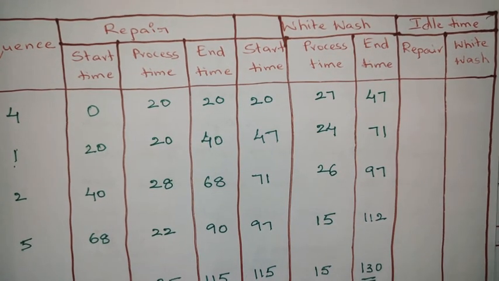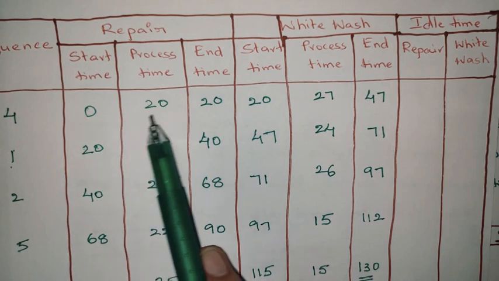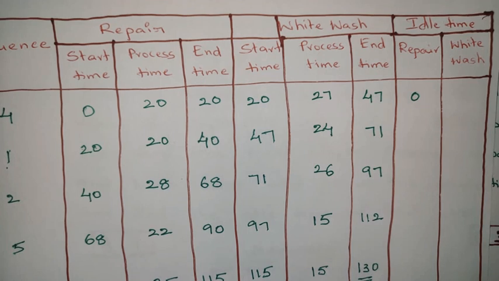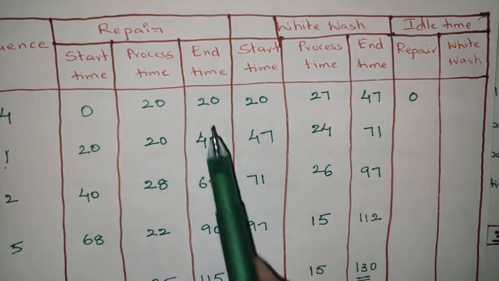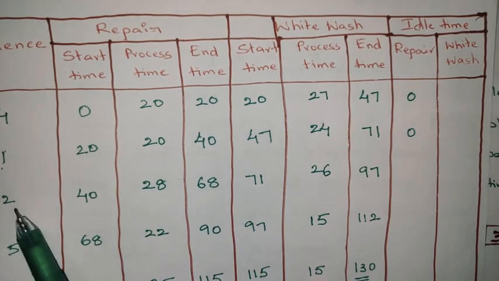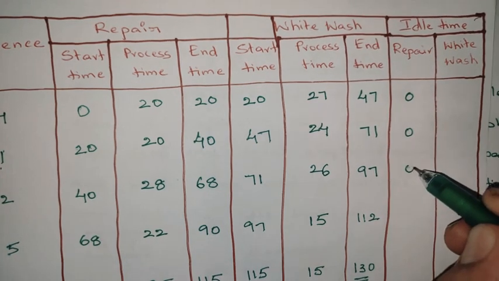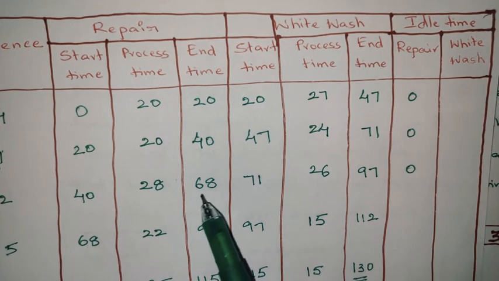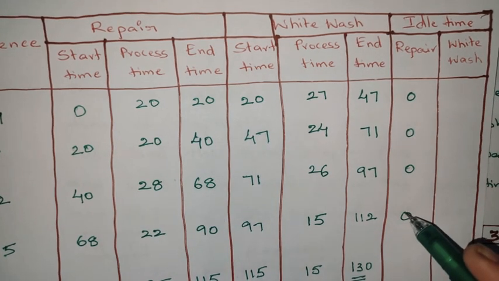Idle time: immediately we are starting the work of repair, so there is no idle time in the repair work on the fourth floor. It is 0. And next, immediately the first floor work was started. There is no time gap, so idle time is 0. And after the 40th hour, immediately the second floor repair work was started. Both are 40, so there is no idle time. And next, the fifth floor repair work was started at the 68th hour, so there is no time gap. That's why the idle time is 0.